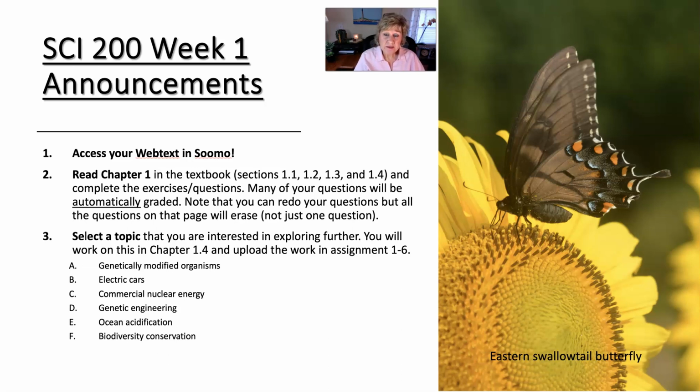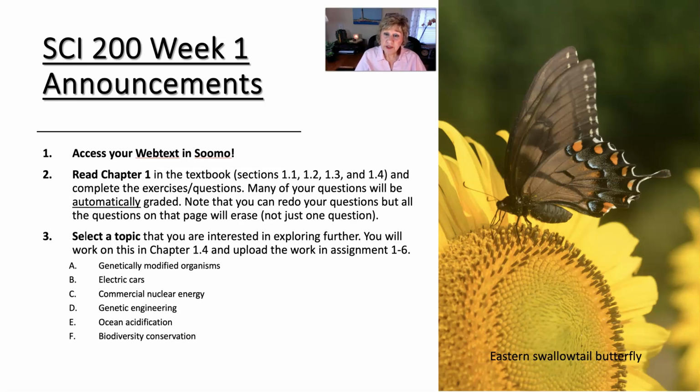Electric cars, that's all been in the news. Everybody knows somebody who's got one if you don't have one. My nephew and my brother-in-law both have had Teslas. So electric cars, how environmentally friendly are they? Are they as good as everybody says? So you can investigate that.